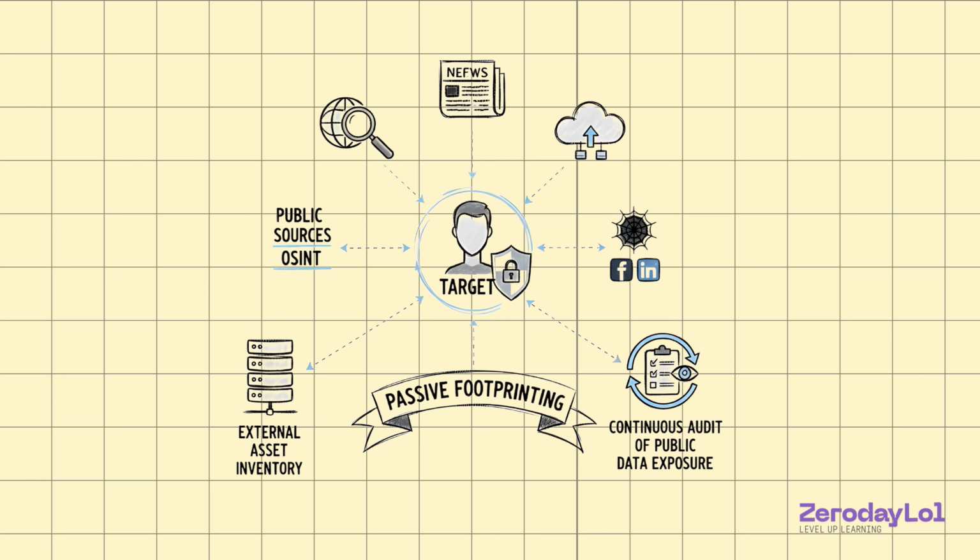Okay, and the other type? That's active footprinting. Now, this does involve direct interaction. You're actually sending packets, maybe scanning the network. So you're potentially leaving digital footprints. You are. It could alert the target that someone's probing them. It's definitely riskier for the attacker.